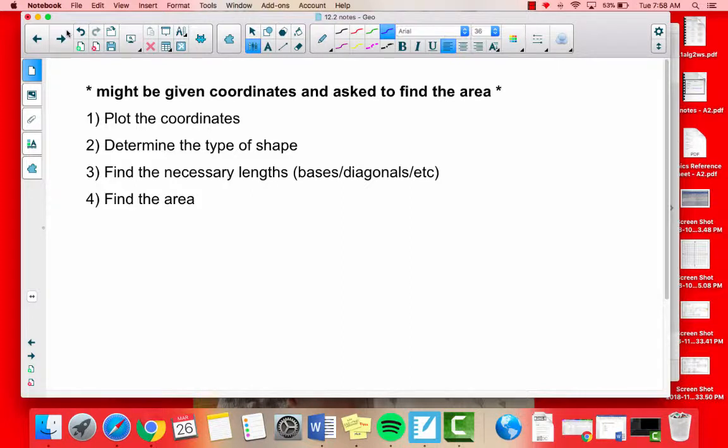So you might have to find the lengths of the bases, maybe you have to use distance formula and find the lengths of the diagonals, and once you know what kind of shape it is, once you know the lengths of those segments, then you just plug into your area formula. So if you need an example of that, let me know, but hopefully that would be pretty easy. You just might have to end up using the distance formula for those types of problems, depending on the information that is given to you.